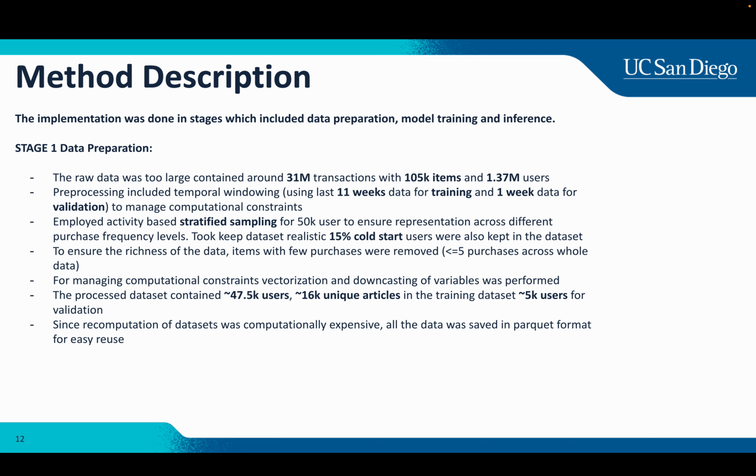And for managing computational constraints, vectorization and downcasting of variables was performed, because even though this is a smaller sample of the data set, still the amount of computations for computing the user item interactions was really large and had to deal with a lot of sparse matrices. So downcasting of variables and vectorization saved a lot of computational time.